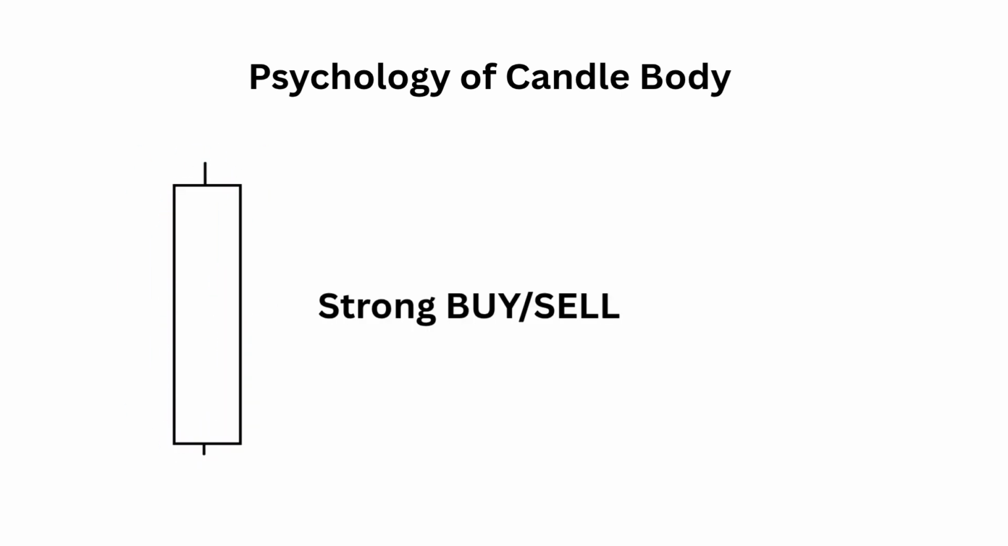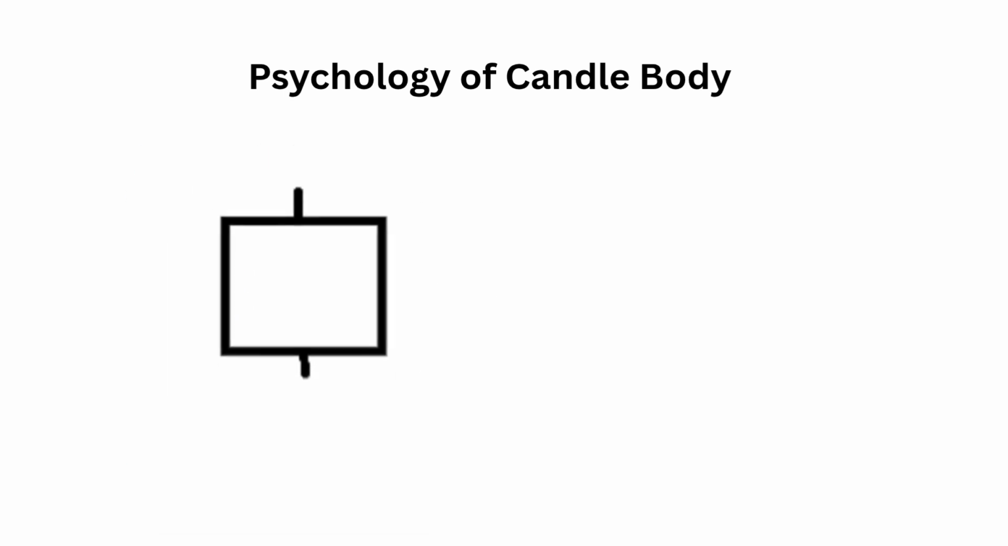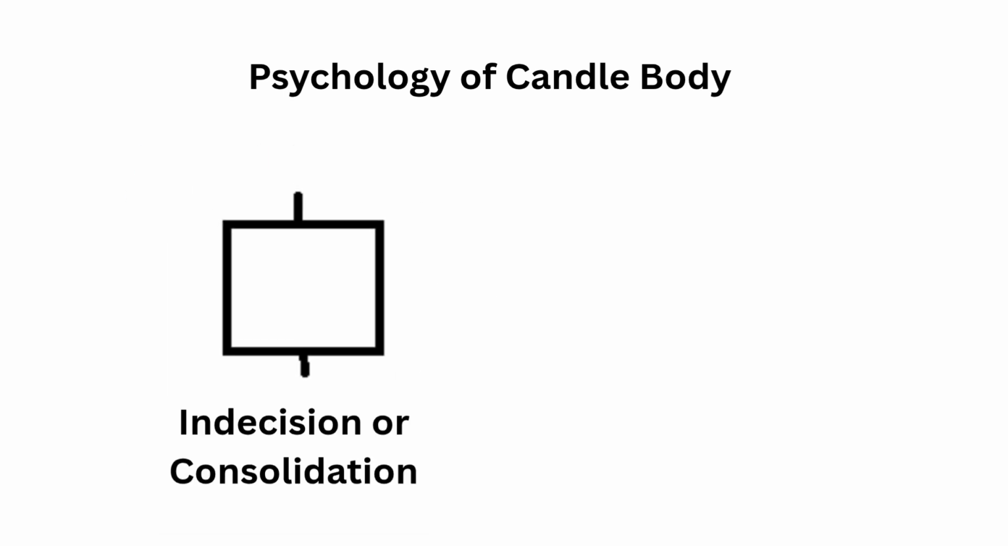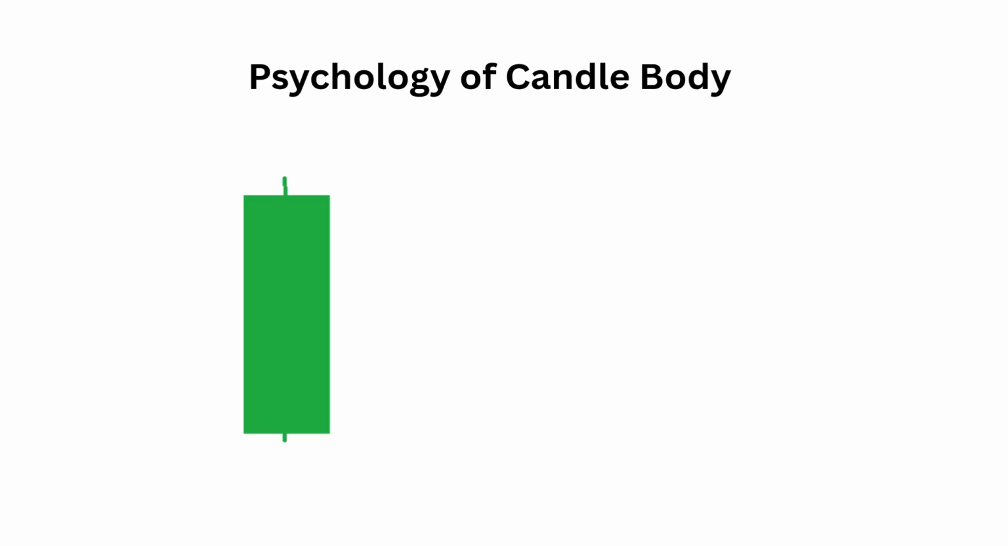The psychology of the candle body is very simple. Long body shows a strong buying or selling pressure. Short body shows price indecision or consolidation. In bullish candles, buyers dominated the period. A strong close near the high shows confidence. In bearish candles, sellers took control. Close near the low points to downward momentum.